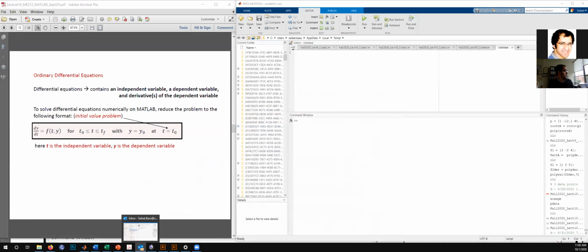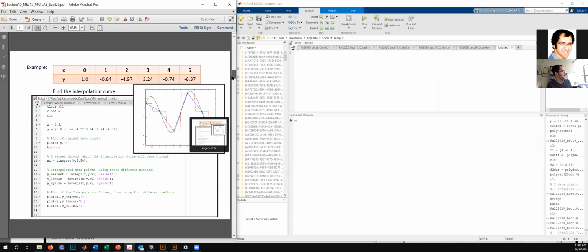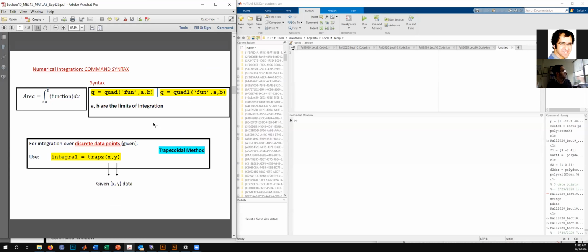Okay, so let's start with today's content. What I first want to do is finish up what I wanted to cover in the last lecture. So in the last lecture, if you guys remember, we did a little bit of interpolation, and then after plotting these interpolation curves, which you would find in the video from the previous lecture, we also looked at how to get integrals.